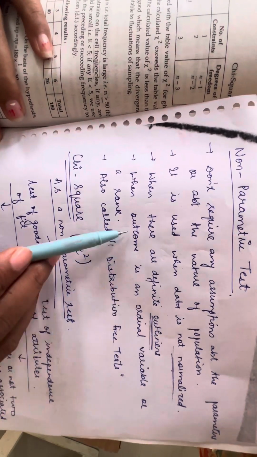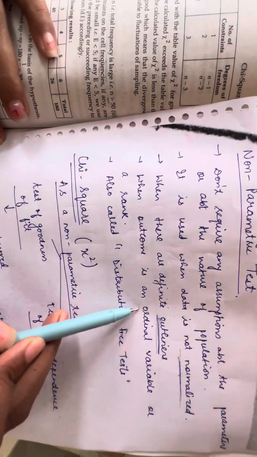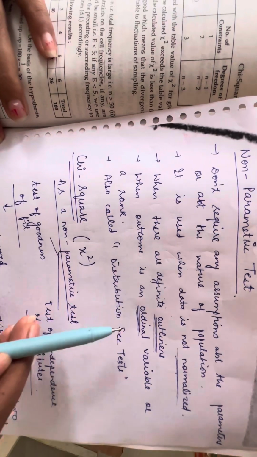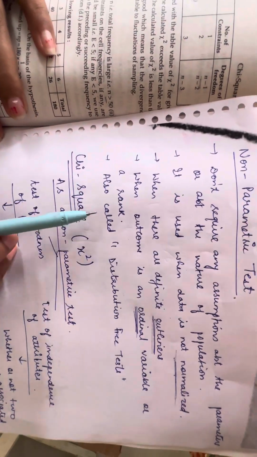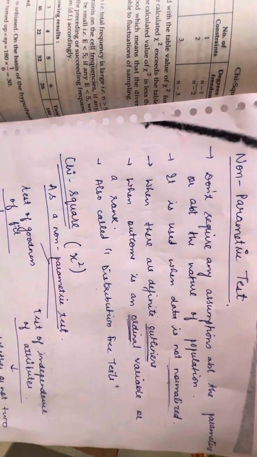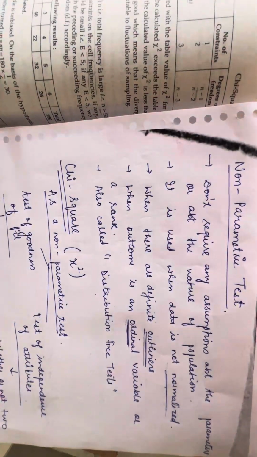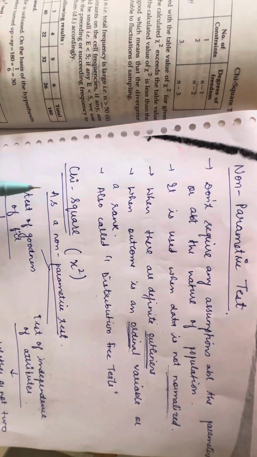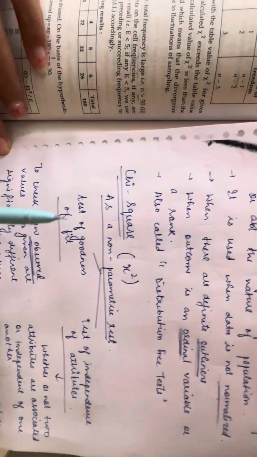It is also applied when the outcome is ordinal. You know that ordinal means ranks. So it is also called a distribution free test. Today we are going to discuss the first non-parametric test, that is chi-square.